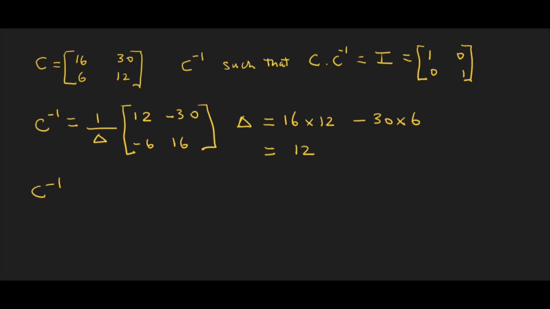So we can calculate the inverse matrix by dividing each of the elements above by 12, so we'll get 12 over 12 is 1, minus 30 over 12 is minus 5 over 2, minus 6 over 12 is minus a half, and then 16 over 12 is 4 over 3. And these are some handy methods we can use for simple matrices.